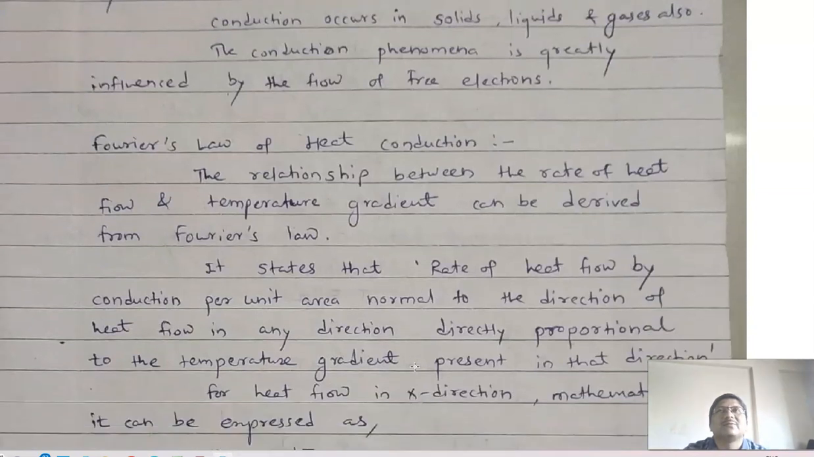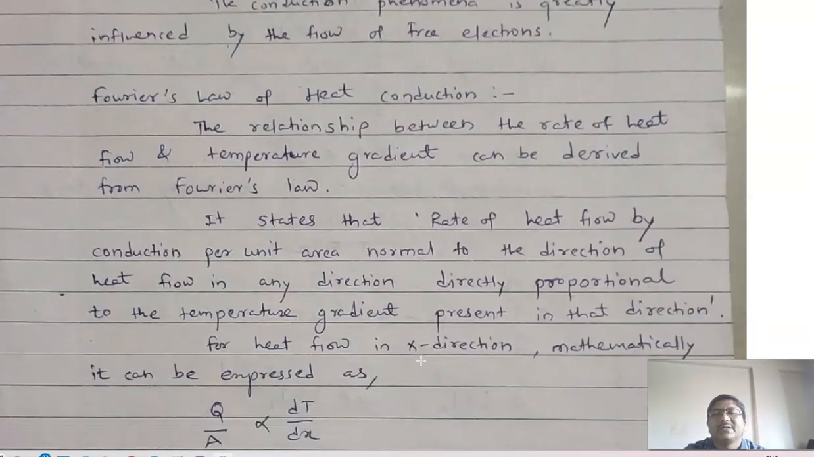Now, Fourier's law of heat conduction. The relationship between the rate of heat flow and temperature gradient can be derived from Fourier's law. So basically, in conduction, there is Fourier's law; in convection, there is Newton's law of cooling; and in radiation, there is Stefan-Boltzmann's law. Again, I am repeating: if there is conduction, Fourier's law will be there. If there is convection, Newton's law of cooling will be there. And if there is radiation, then there will be Stefan-Boltzmann law. So these three laws we have to study here.